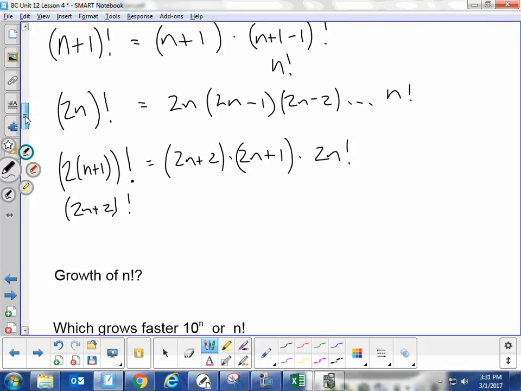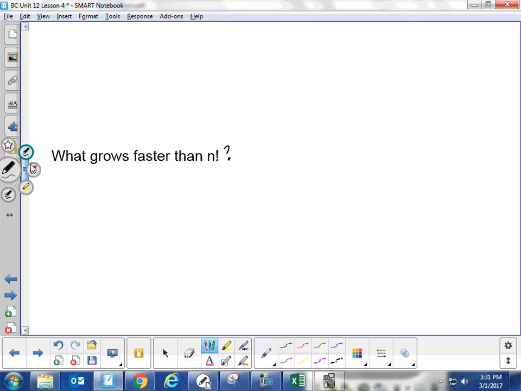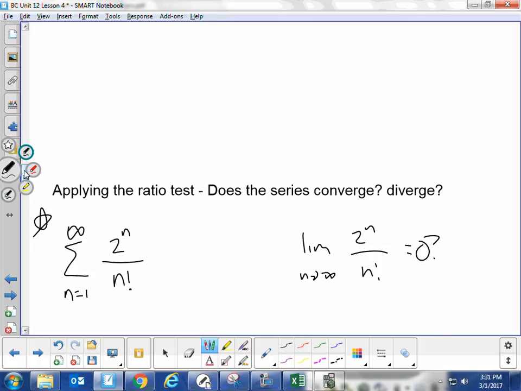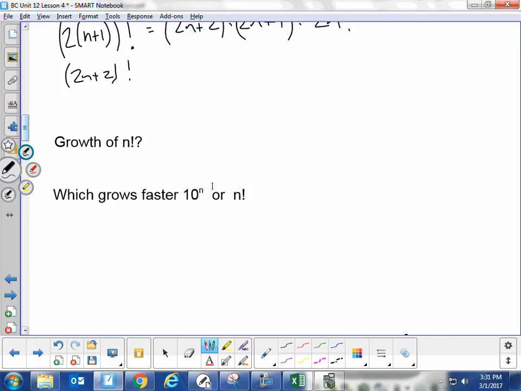Okay, so that's the first thing, is writing things out. But now the second thing is the growth of n factorial. What's going to grow faster, 2 to the n or n factorial? You know what? I'm going to make it even easier to figure out. What grows faster, 10 to the n or n factorial? Well, let's think about some values like 2. Well, 10 squared is definitely bigger than 2 factorial, right?